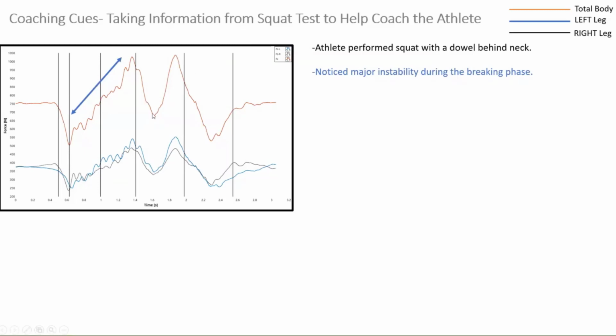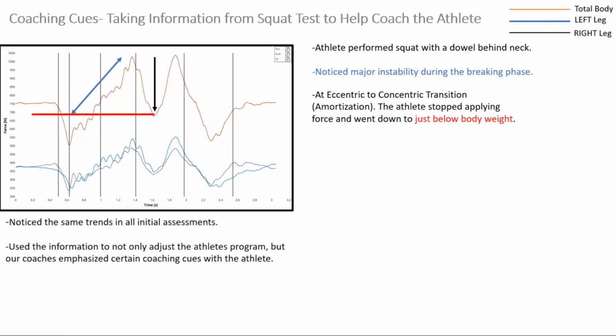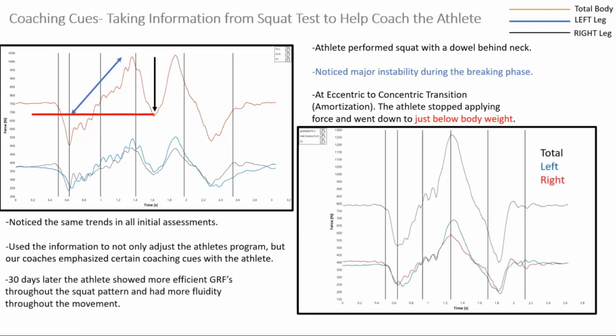So what we did is we cued this athlete to continue to drive through his feet. It's just a simple coaching cue. And then we tested him. So we see we got that little break, right? It says below how much below his body weight of force is. We just use the information. And this was 30 days later, retesting.